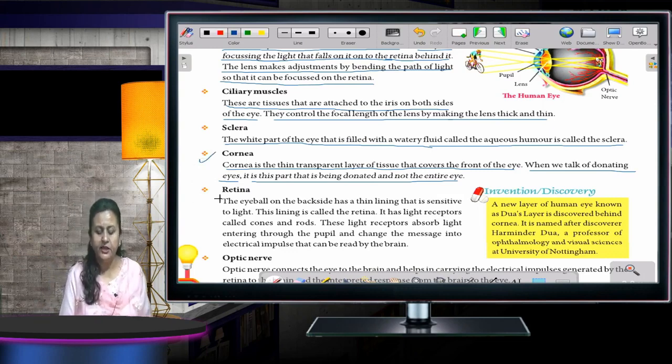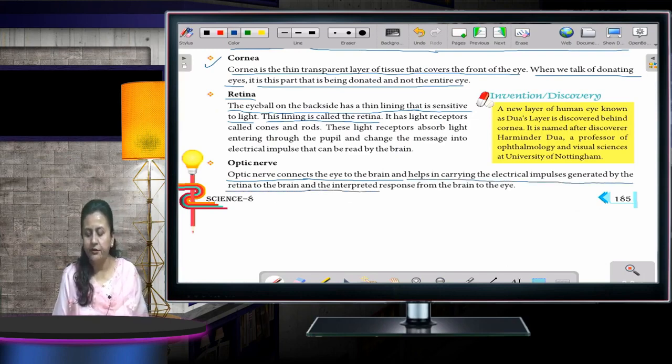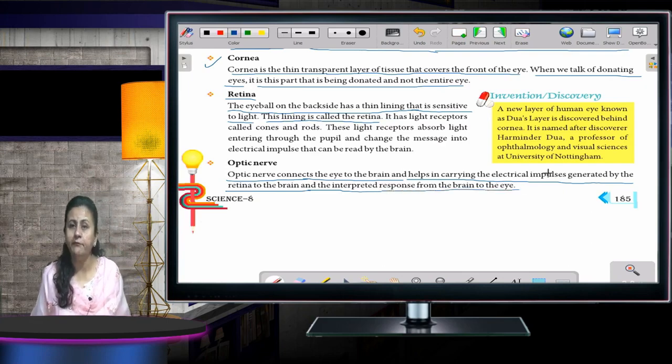Fine, children? Then retina. The eyeball on the back side has a thin lining that is sensitive to light. This lining is called the retina. Now optic nerve. Optic nerve connects the eye to the brain and helps in carrying the electrical impulses generated by the retina to the brain and the response from the brain to the eye.